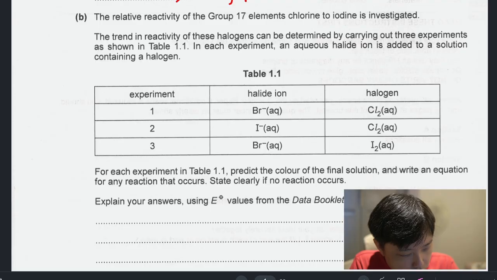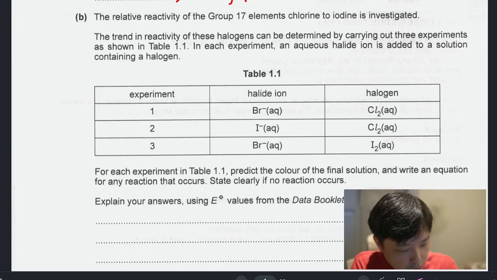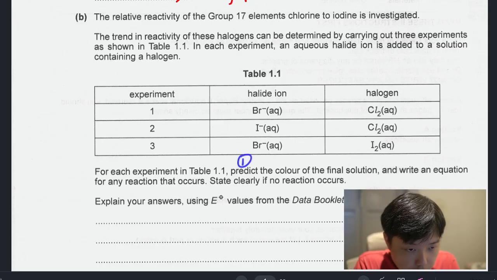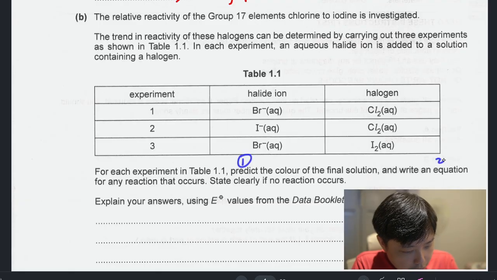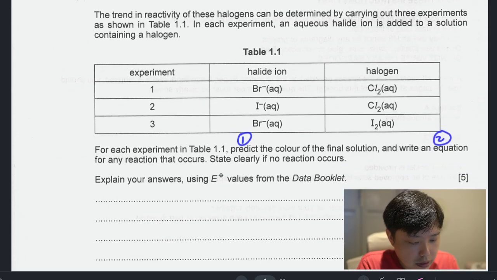Do take note, this is about reactivity. They want to find out if you add the halide, will it displace the halogen, or will the halogen displace the halide? We need to take note of two things. Number one, predict the color of the final solution if there was a displacement. And number two, write an equation. If there's no reaction, we just need to state clearly.